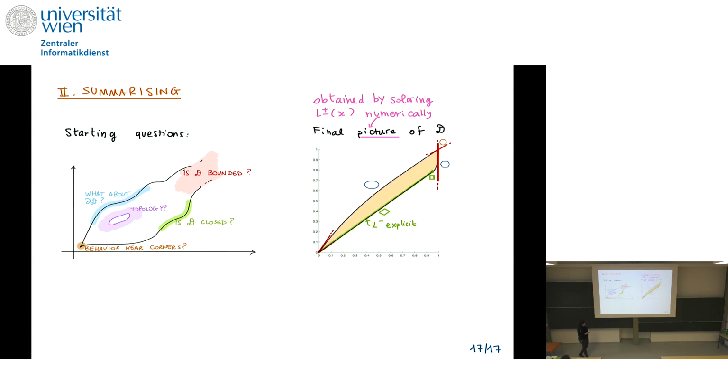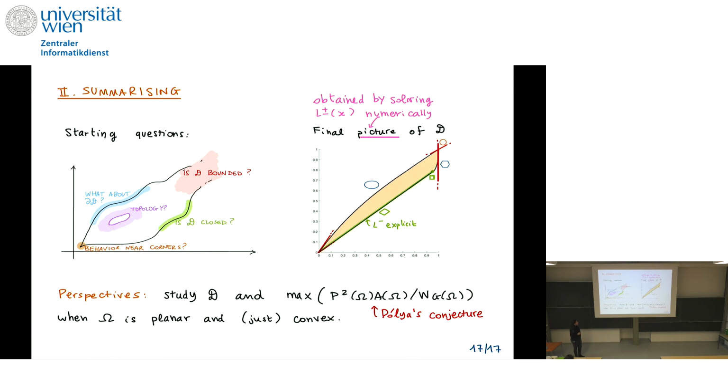So this is all. What remains to be studied, of course, is to remove the double symmetry assumption for the diagram in general, and try to figure out what the picture is, and then, of course, address the conjecture by Polya. So what happens if one wants to maximize this quantity without the double symmetry constraint.